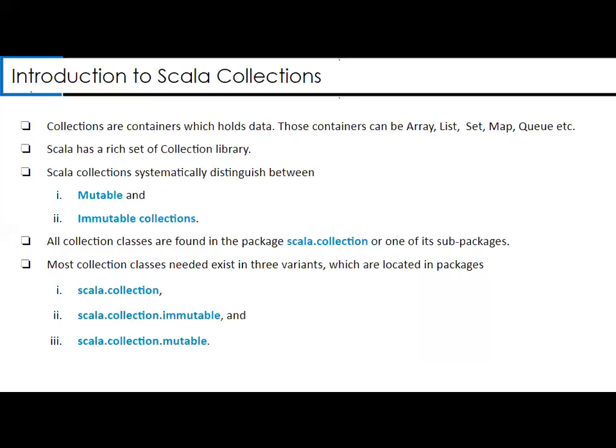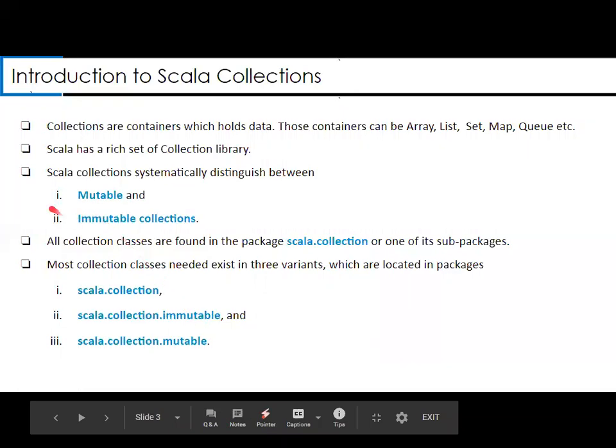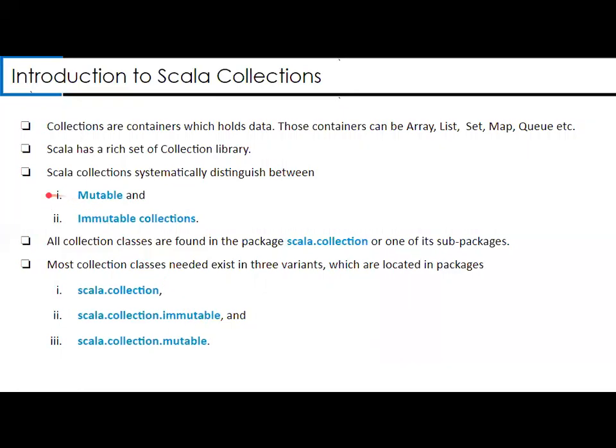Scala provides a very rich set of collection libraries, just like Java. We will see that. Now, this point is very important. Scala collections are categorized into two things: one is mutable collections and another one is immutable collections. This is a very important point. Basically, Scala collections are categorized into mutable collections and immutable collections.